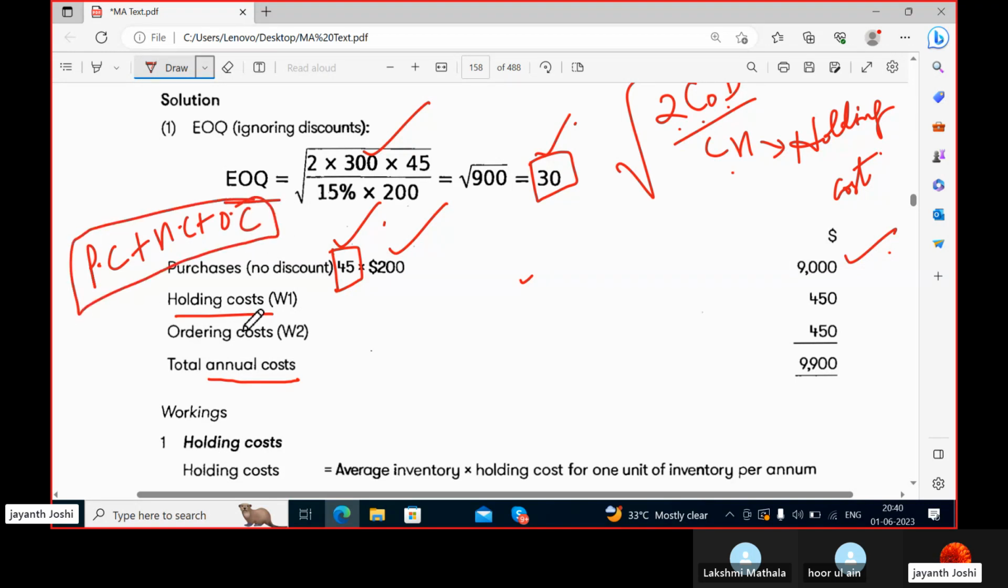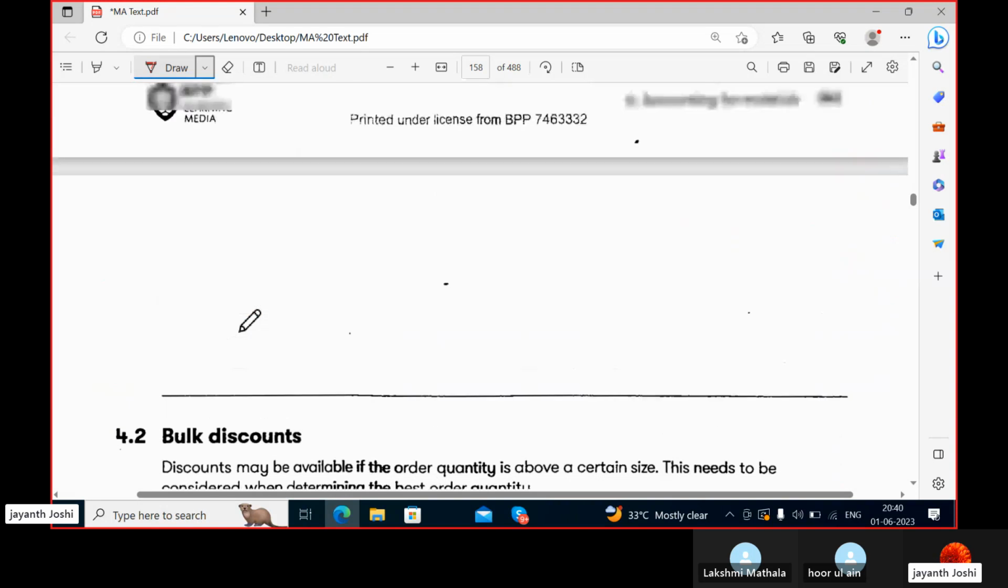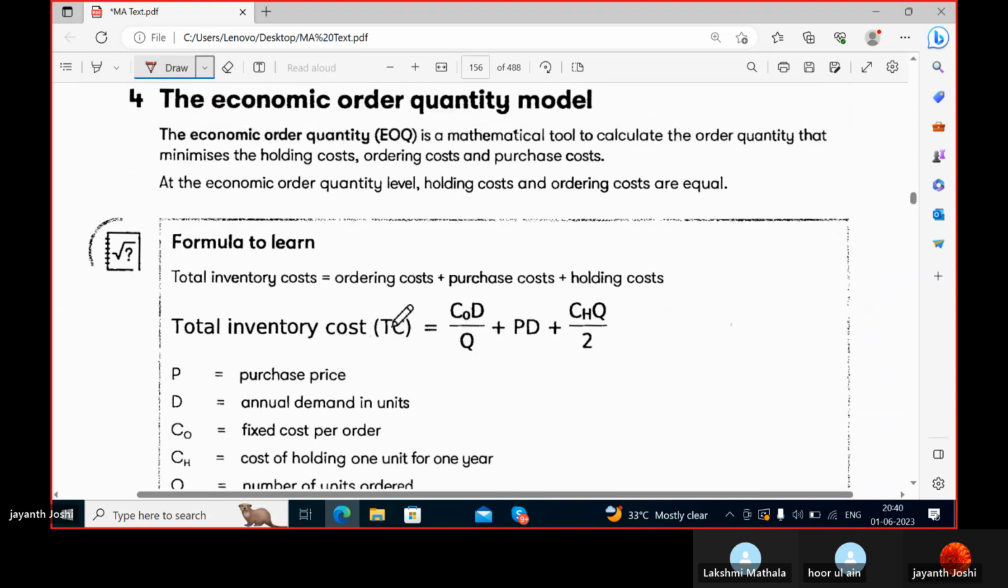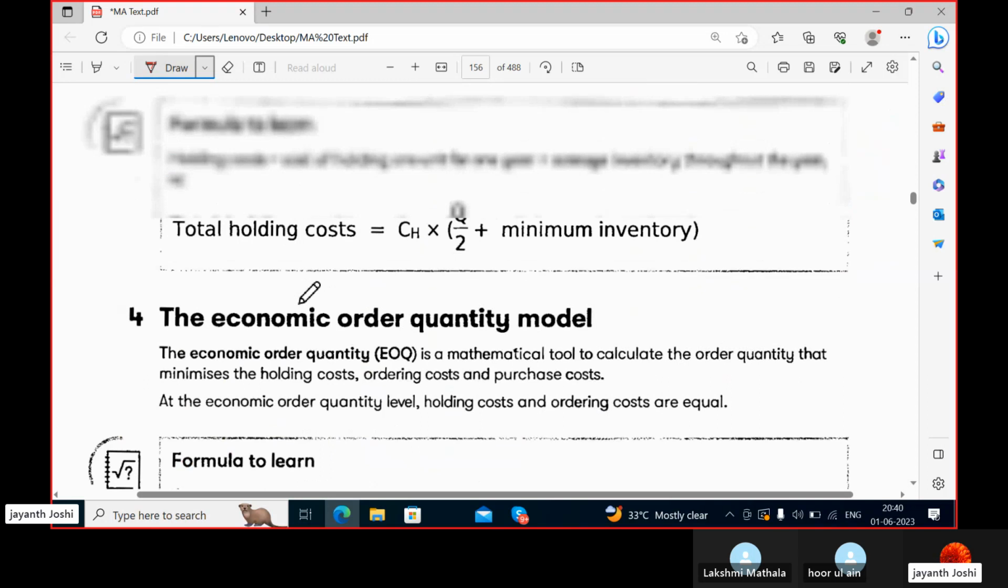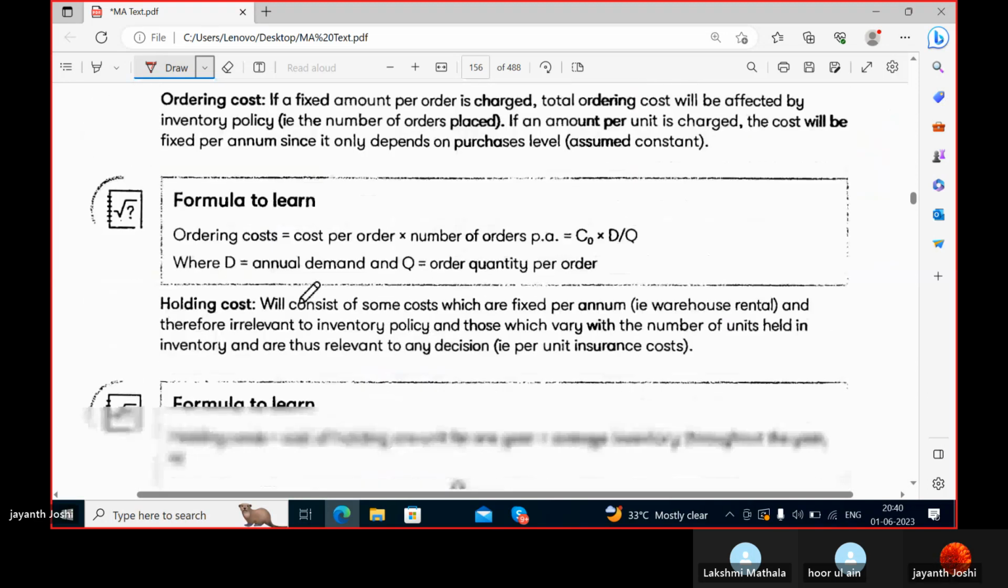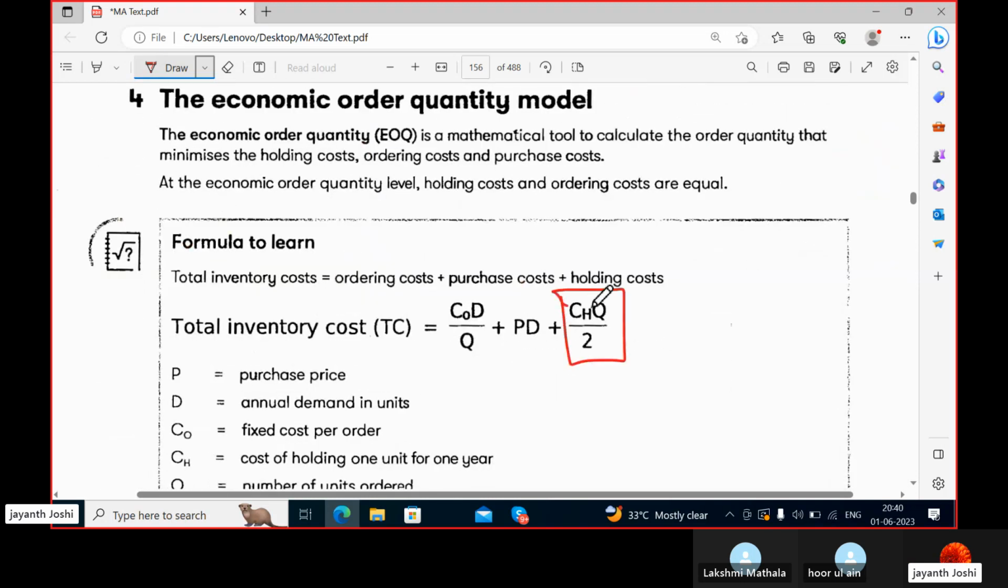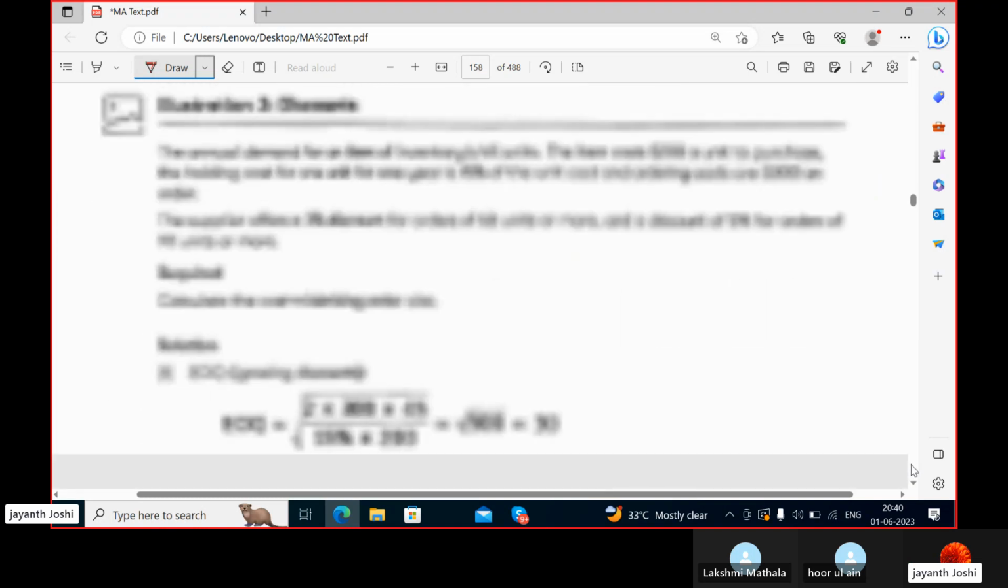And you know the formula for holding cost? Yesterday we discussed the formula for holding cost. The formula is this in front of you. Holding cost is the cost of holding per unit into the quantity you are buying divided by 2, that is the average quantity you are taking. And this is the formula for ordering cost: cost per one order into the annual demand divided by the quantity you buy.